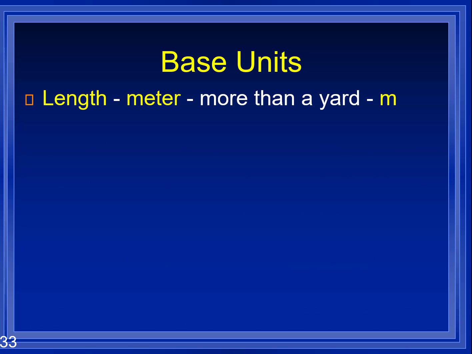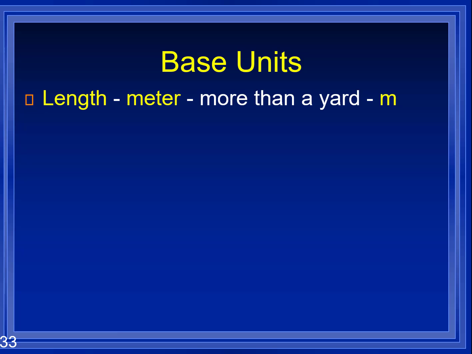Okay. Base unit of length is the meter. This is a meter. It's a meter stick. If you flip it over, it's not a yardstick because a yard is right here. So you got this much more than a yard. About 10% more than a yard. It's about 3 inches longer than a yard. So the 400 meters is about 10% further than the 400 yards. Okay. And the little m is the abbreviation for meter.